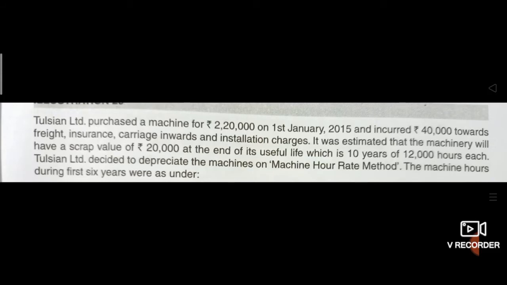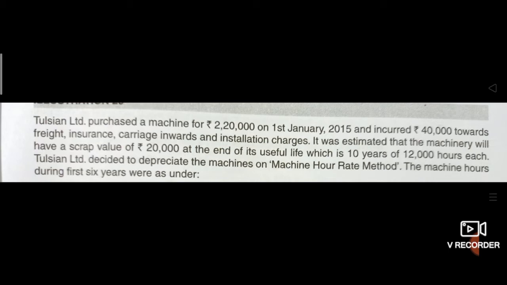now see this problem of machine hour method or service hour method. In this method we have to prepare machinery account also, which is very easy. See the problem. Tulsian Limited purchased a machine for rupees 2,20,000 on 1st January 2015 and incurred rupees 40,000 towards freight, insurance, carriage inward and installation charges. So total cost of machine will be 2,20,000 plus 40,000, that is 2,60,000. It was estimated that the machinery will have a scrap value of rupees 20,000 at the end of the useful life, which is 10 years of 12,000 hours each.